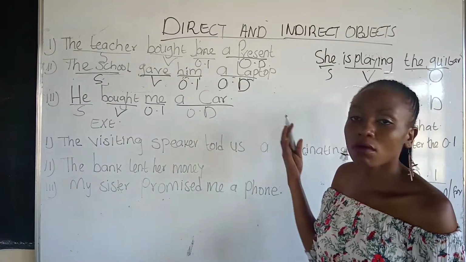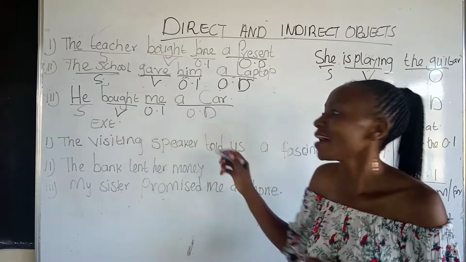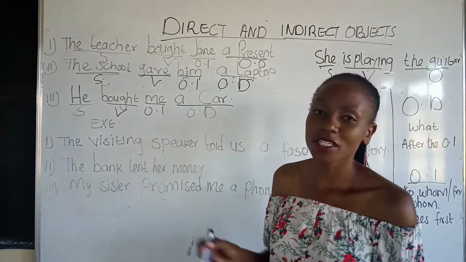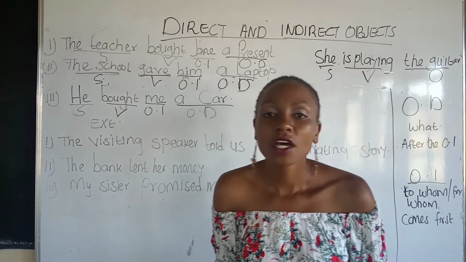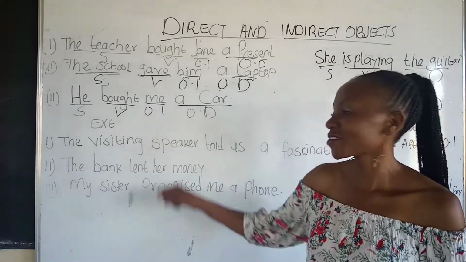He bought me what? A car. For whom did he buy a car? Me. Me, which is the indirect object. You're receiving the action indirectly. I have these three questions.